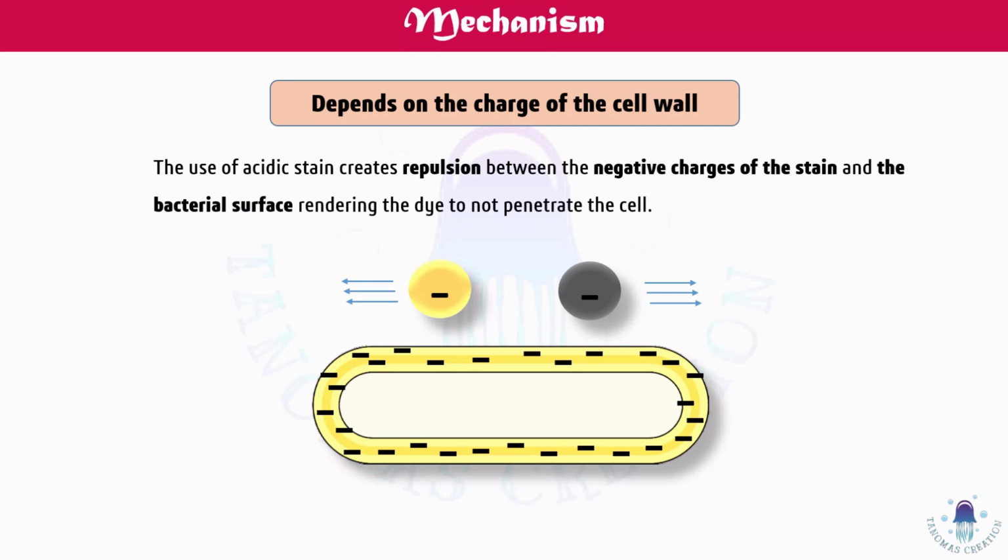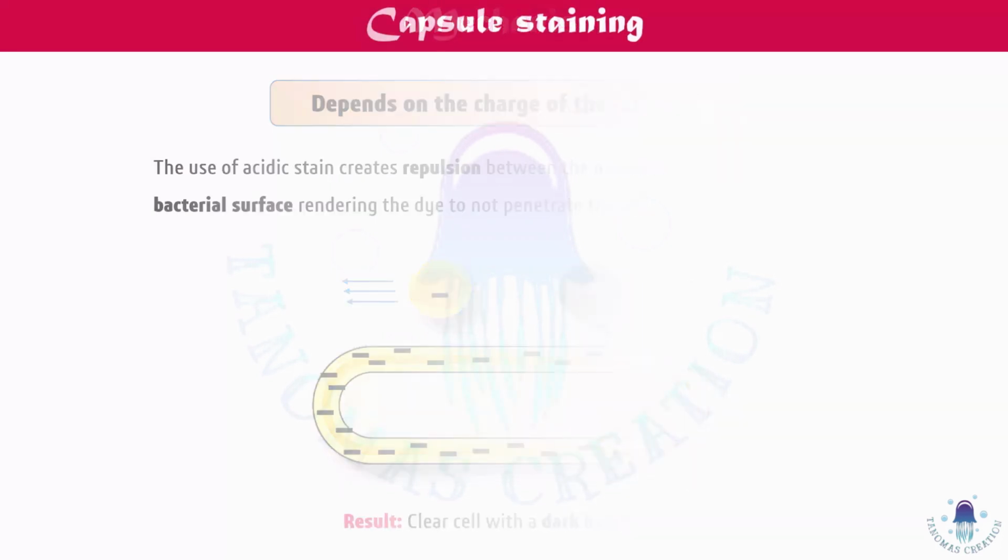So the background takes up the stain, but the bacteria will not. In this way we can distinguish the structure. We can visualize the capsule. As a result, we'll see a clear cell with a dark background.